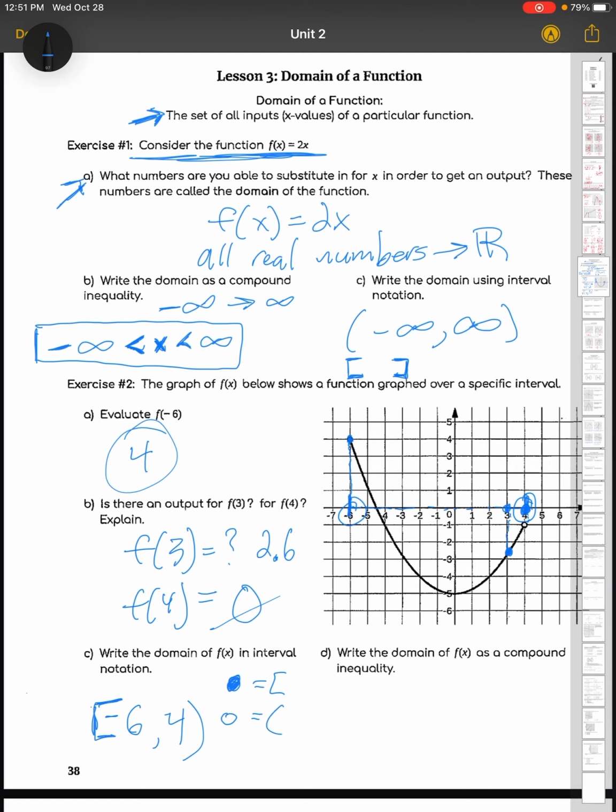And then D, it says write the domain of f of x as a compound inequality. So our most left is negative 6. Now, since it's a closed circle, it can be equal to negative 6.